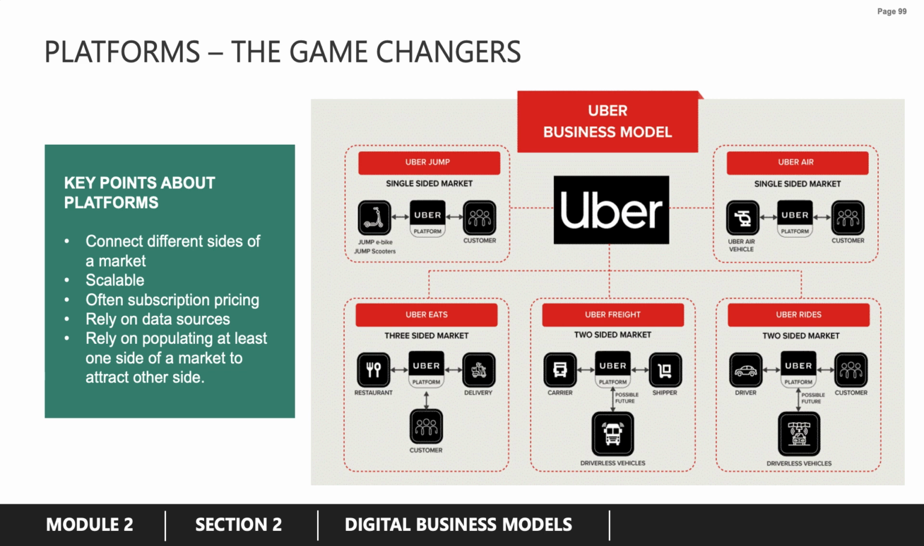Then you can move over to something like a three-sided market, where Uber is coordinating through Uber Eats multiple aspects. You've got people that will deliver, you've got the restaurant and you've got the customer. The restaurant is where people produce the food, customers then order the food, and then you have a further customer segment, which is those that deliver the food.